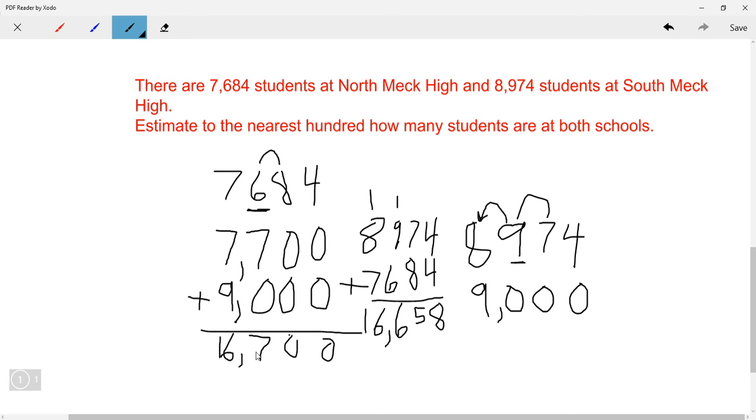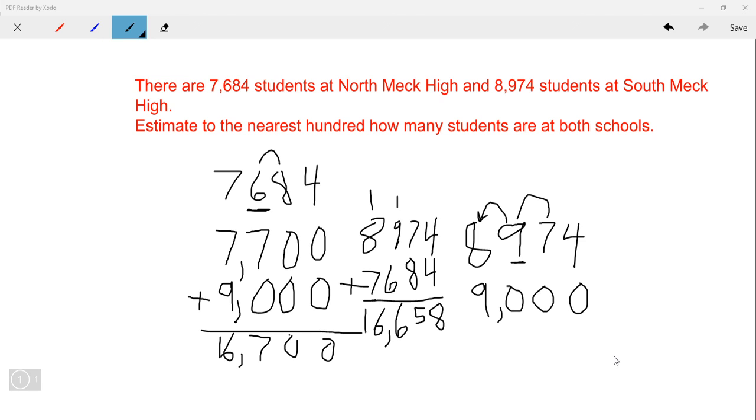But if we're talking about such large values, being off by 42 is really reasonably close in this case. So that is how you estimate, also how you round. So hopefully that helped out.